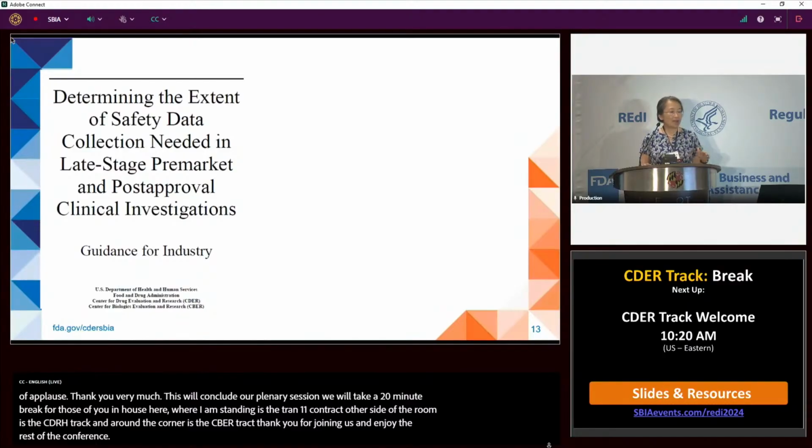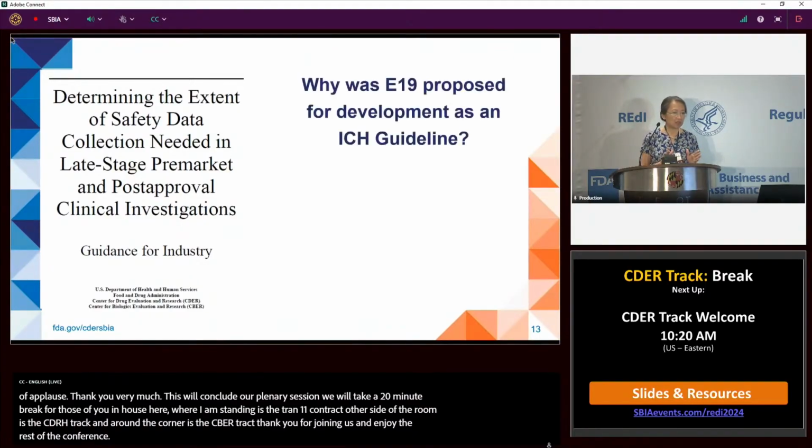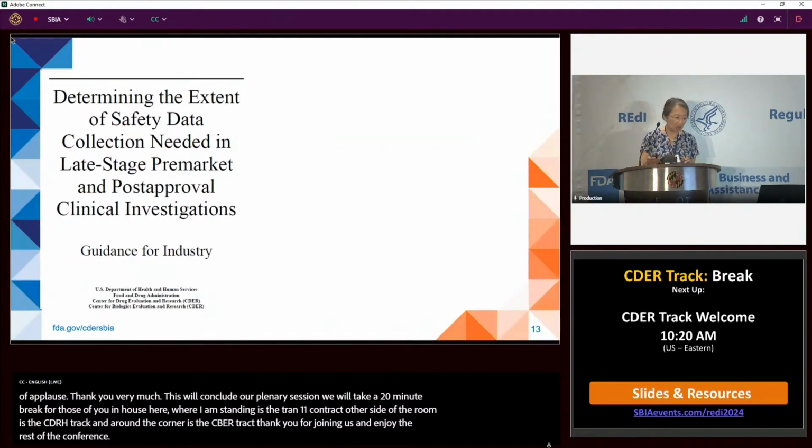SSDC or E19 is really an innovative approach to clinical drug development and the conduct of clinical trials. It's innovative, but it's not something that hasn't been done before. I really want to emphasize that while this is innovative, it is not so novel that we need to be concerned that we don't have experience with it. And I will talk about how we do have experience.